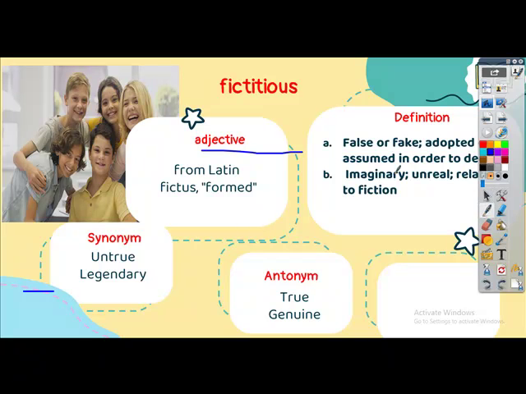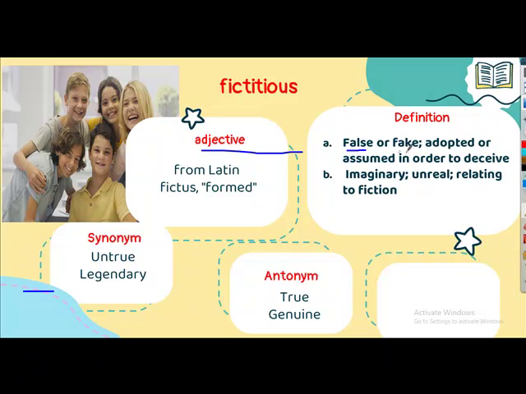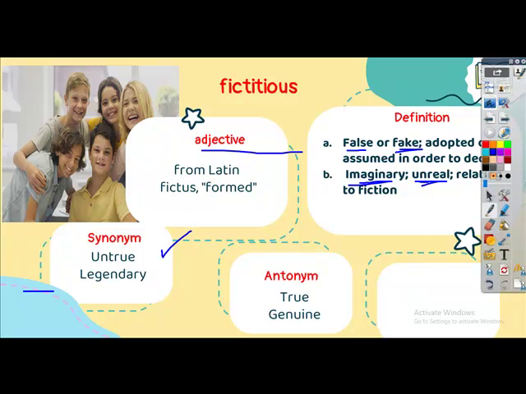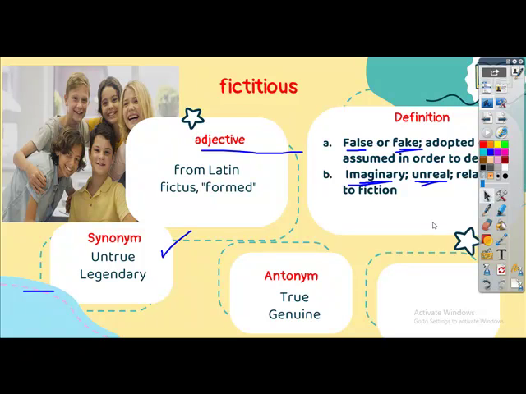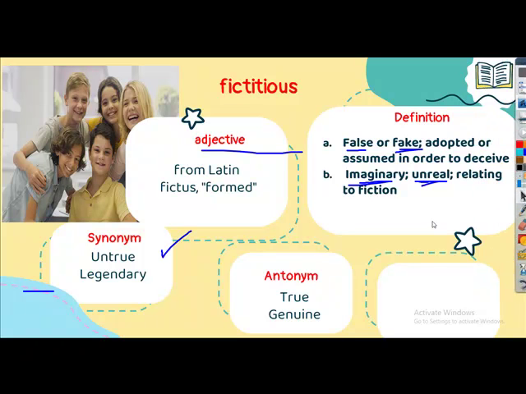So, let's focus. Can be false, fake, imaginary, unreal. You can use any of the underlined words as synonyms, okay? It depends on the context you are using this word. So the derivatives can be fiction, and it's a noun, not adjective.